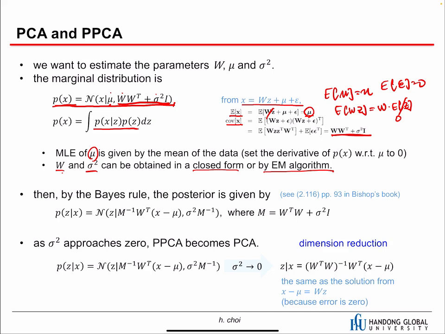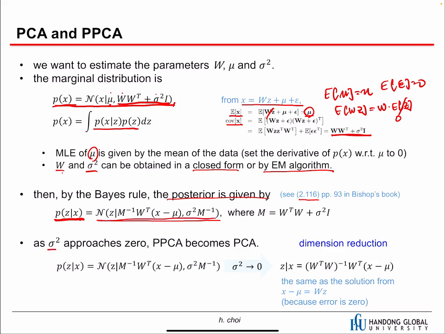Then by the Bayes rule, the posterior is actually a mapping from x to z, and the posterior can be obtained by this. This is a little tricky, so see equation 2.1.16 on page 19.3 in Bishop's book, then you can simply get these equations. We already have p of x and p of x given z. Now by the Bayes rule, we can get this one.